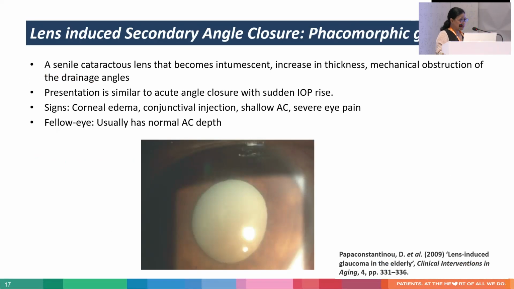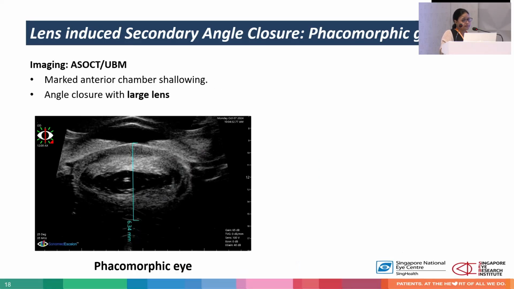Now, phacomorphic glaucoma, a secondary angle closure, secondary glaucoma. This is what happens. In phacomorphic glaucoma, the senile intumescent lens becomes cataractous, increases in size, and mechanically obstructs the drainage angles, resulting in a sudden rise in IOP. So they present as an acute attack with typical signs and symptoms: redness, headache, corneal edema, conjunctival injection. And if you look at the fellow eye, unlike acute primary angle closure, the fellow eyes usually have normal AC depth.